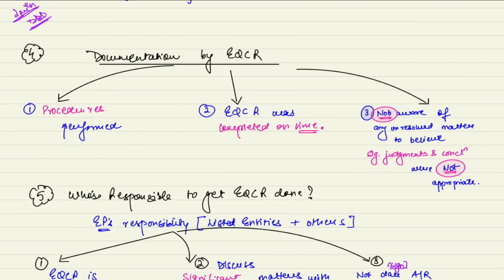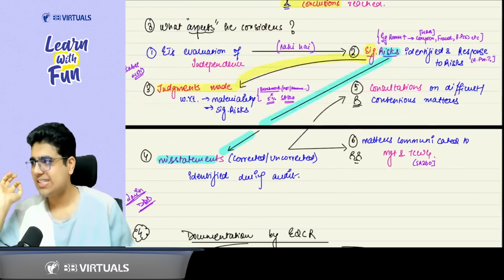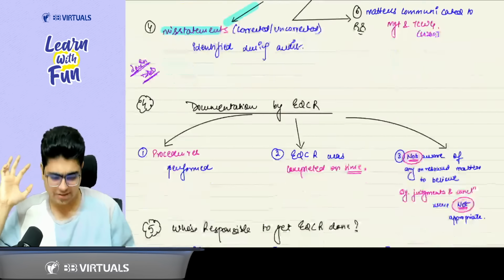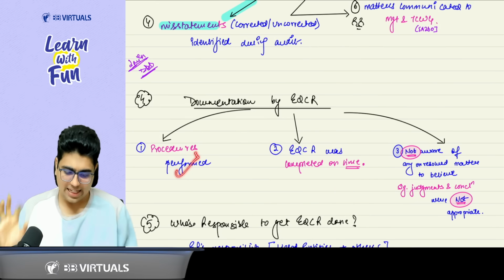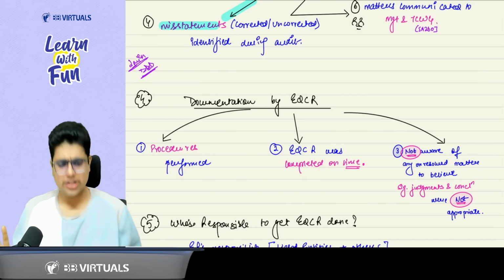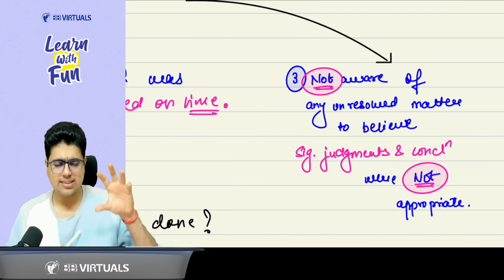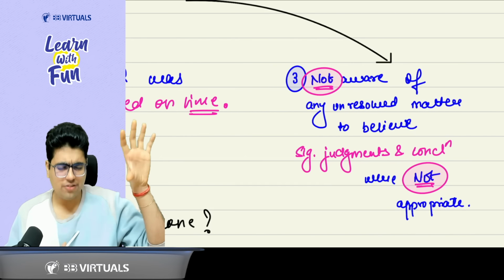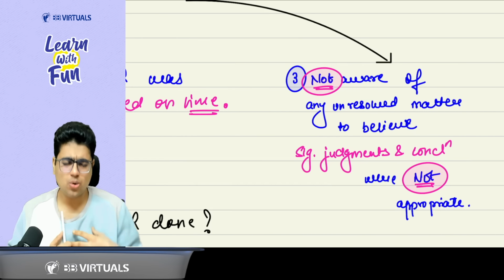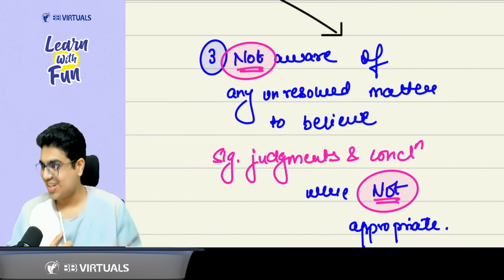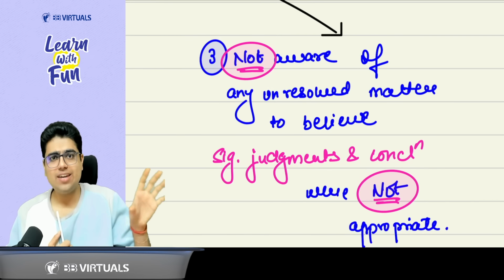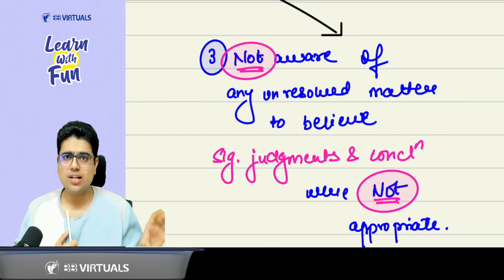Once the work of EQCR is done, once he has checked all the aspects, he will document the work. Document, again the same thing like the auditor, procedures performed. Then he will document that EQCR was completed on time, and last he will document his conclusion, that he is not aware of any unresolved matter to believe that the significant judgments and conclusions are not appropriate.